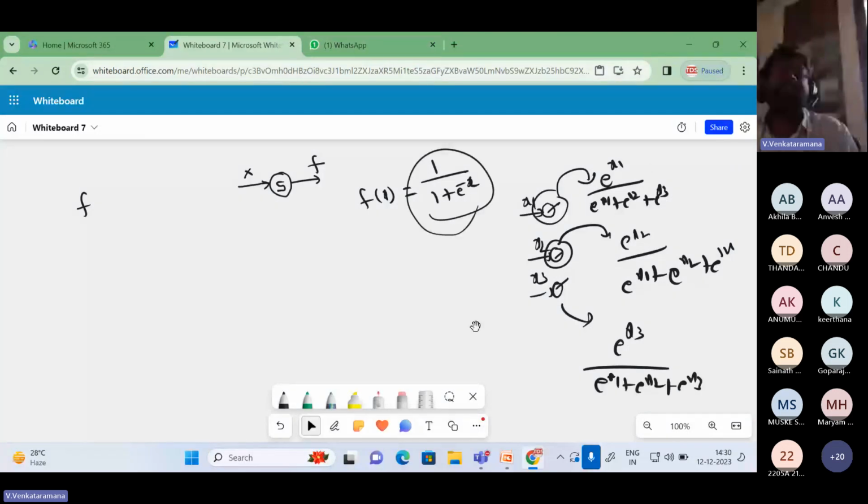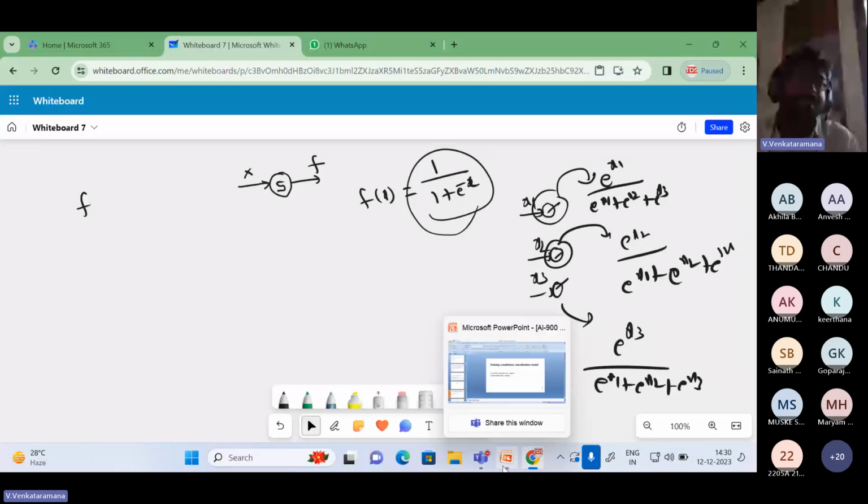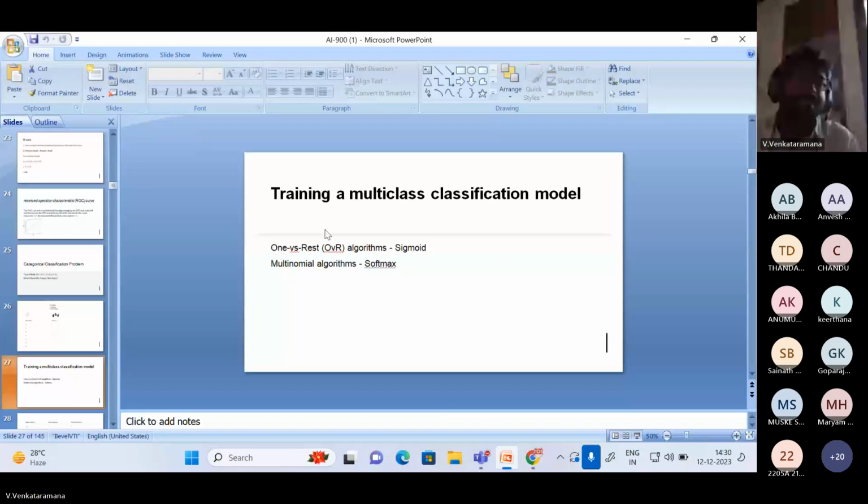So in the one versus rest algorithm, we are using the sigmoid activation function, whereas in the multinomial algorithm, we are using the softmax activation function. It is used for categorical cross entropy, or multiple classification problems.